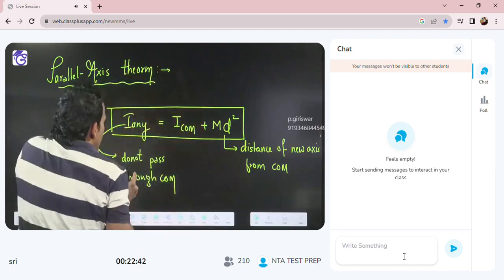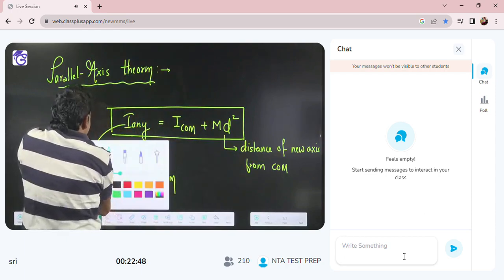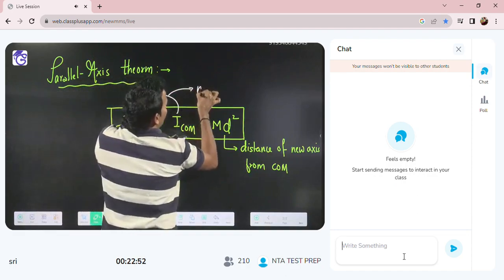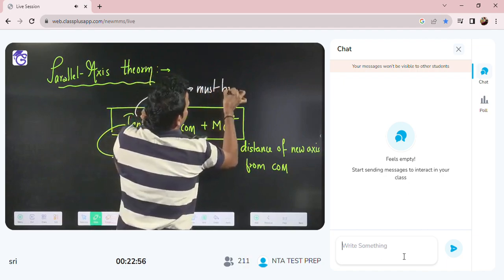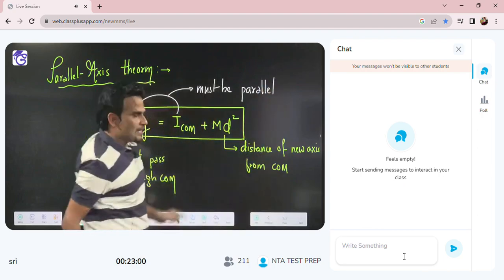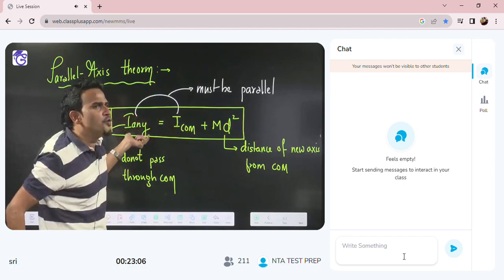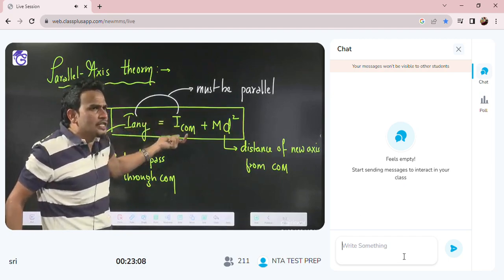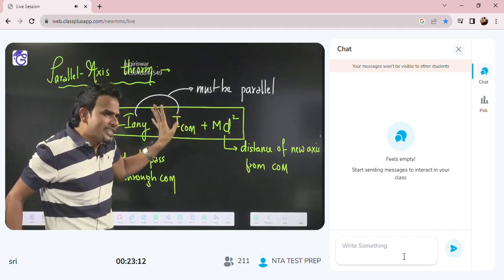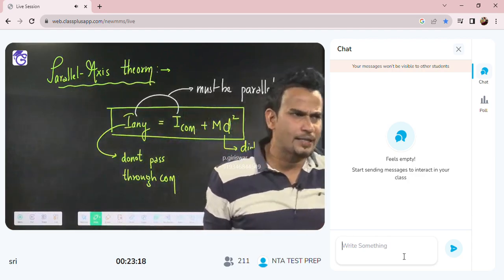Always remember this, INE and ICOM. These are the two axes here. INE and ICOM, these two axes must be parallel. That's why the name of the theorem is parallel axis theorem. You have to use that value of ICOM which is parallel to our new axis. You cannot use any value of ICOM. You have to use only that value of ICOM which is parallel to our new axis.